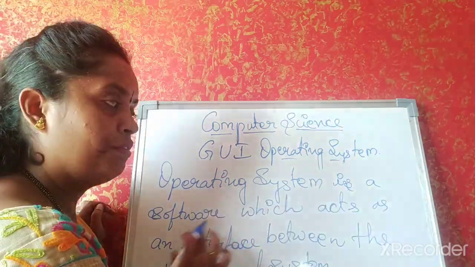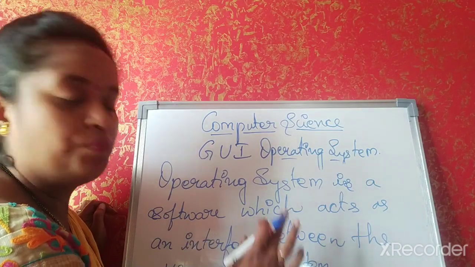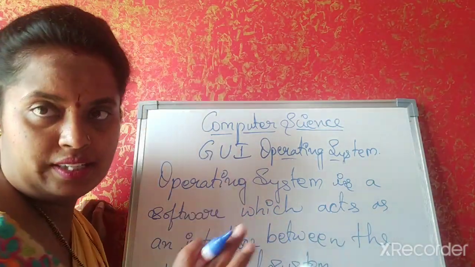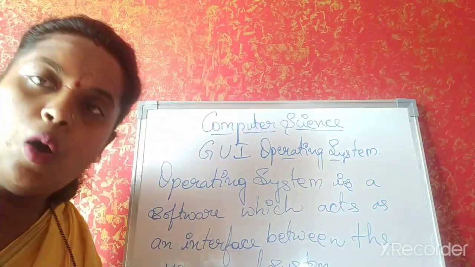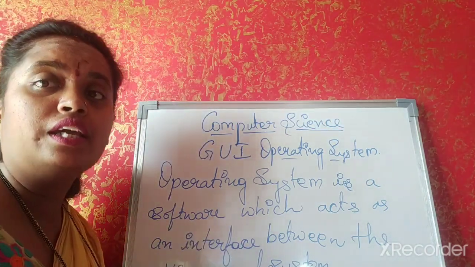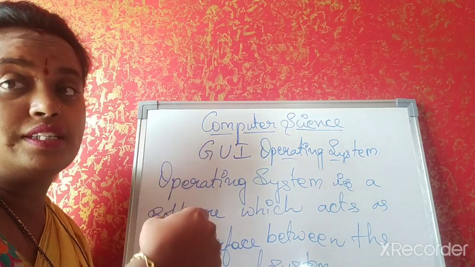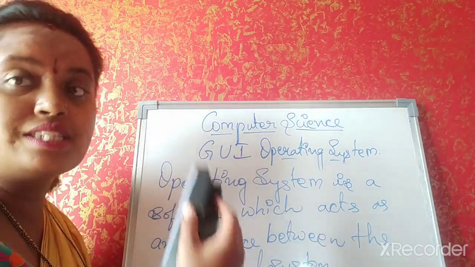Operating system is a software which acts as an interface between the user and system. Did you understand this? Yes. Now you all know what is operating system. Now we will be seeing in depth what is GUI. What is GUI?